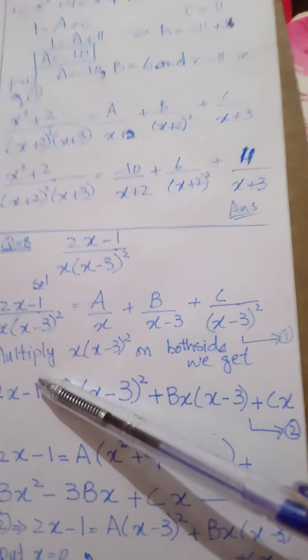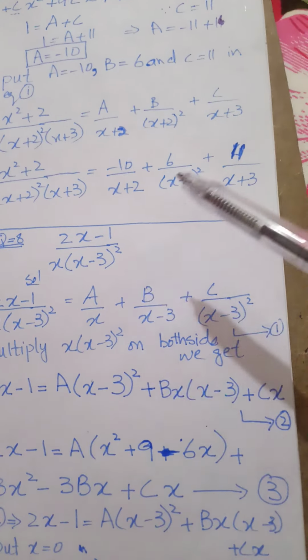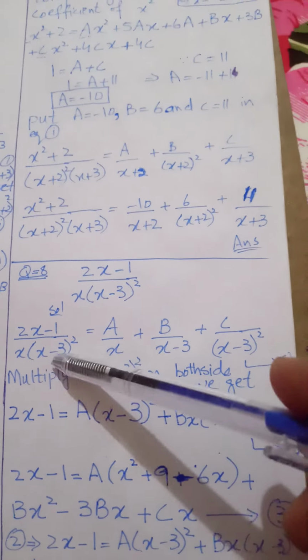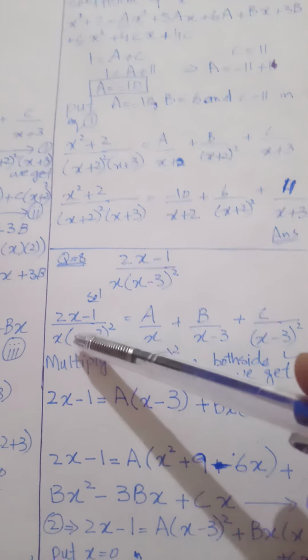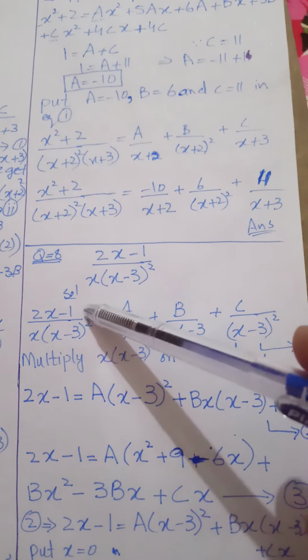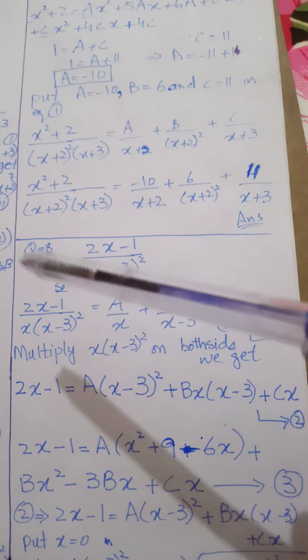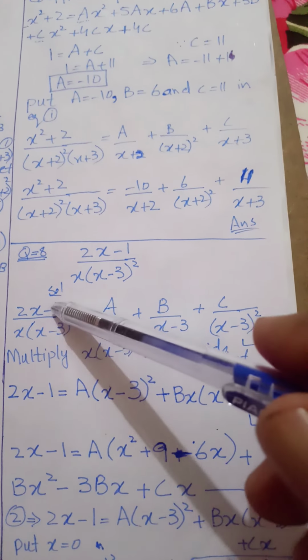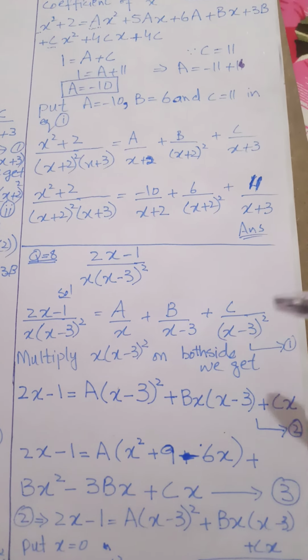So this is 2x minus 1 equals a over x plus b over x minus 3 plus c over x minus 3 whole square. There are some steps. We multiply x into x minus 3 whole square on both sides. On the left side, x into x minus 3 whole square will be cancelled, and just 2x minus 1 will be the remaining part.